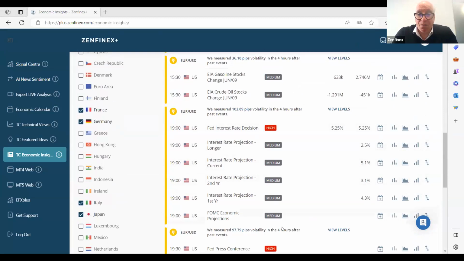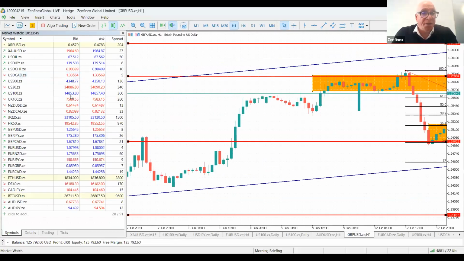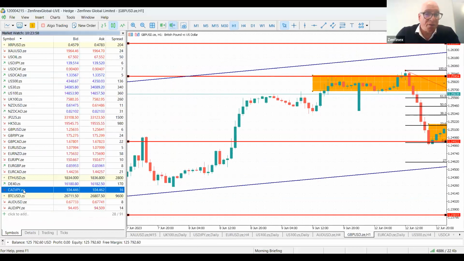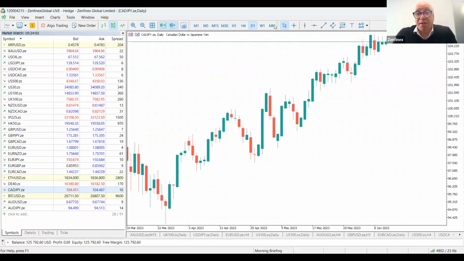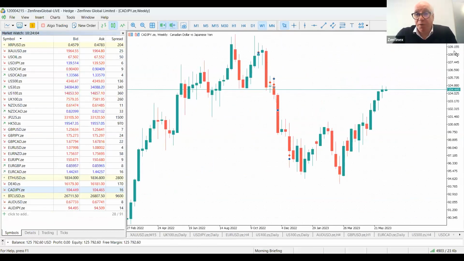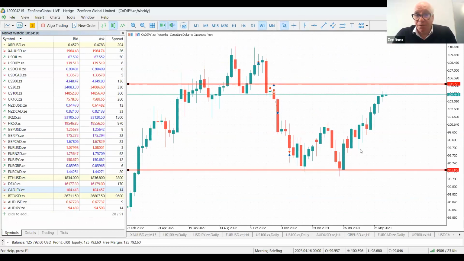Let's get the new charts back up again. Let's pull my market watch, CAD JPY. Just move this out of the way for a second. There it is. So let's create a new chart and do exactly what I preach, right? Weekly. And I can do this quite quickly. We've got some levels here.